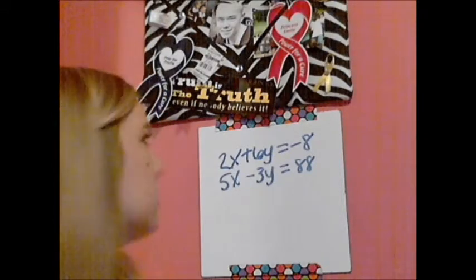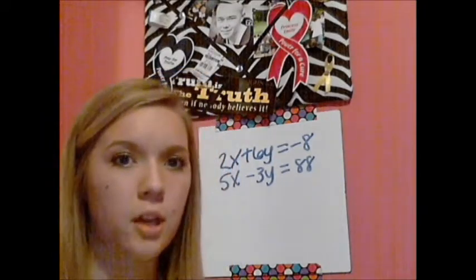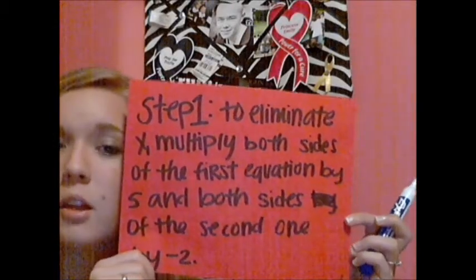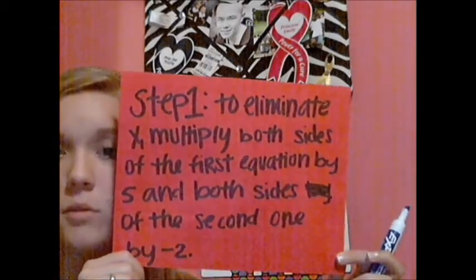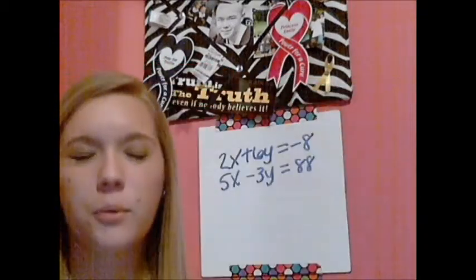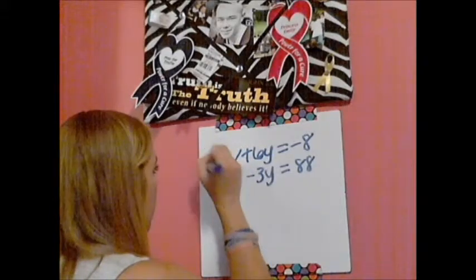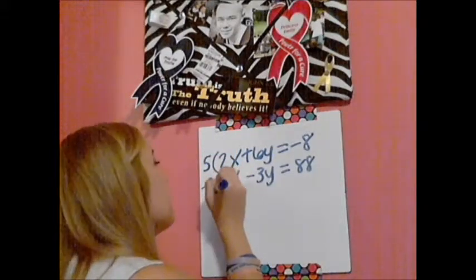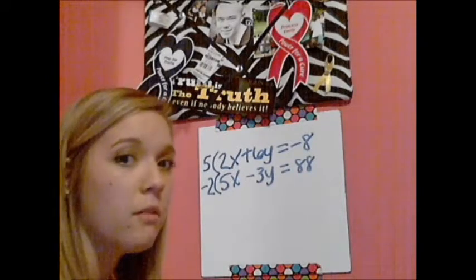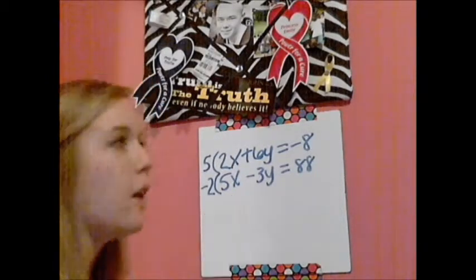Now these are a little bit different because, as you can see, 2x and 5x won't just simply cancel out, so you have to get it to where they will cancel out. And you do that by step 1, eliminate x by multiplying both sides of the first equation by 5 and both sides of the second equation by negative 2. So I'm going to take this one, multiply it by 5, and this one by negative 2. And you have to multiply it by negative 2 because to get it to cancel out, you must change the sign of one of the x values.